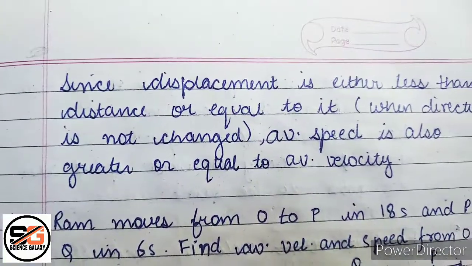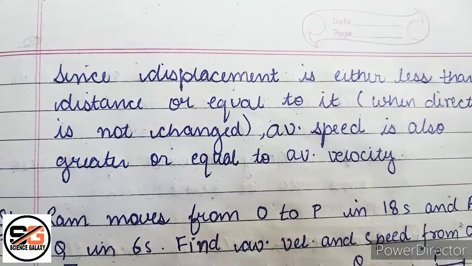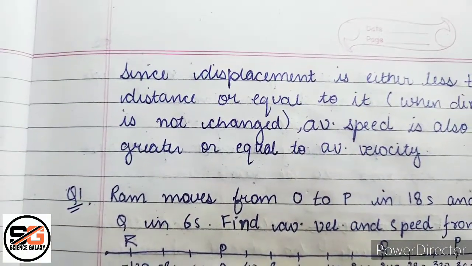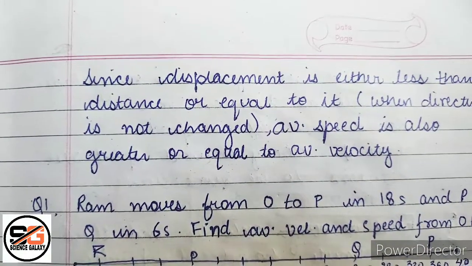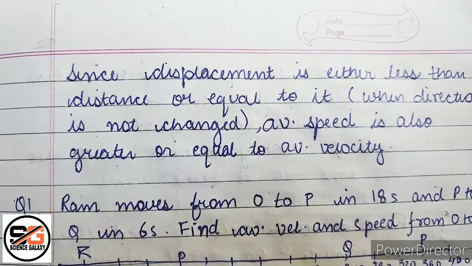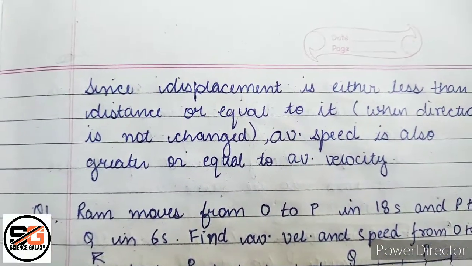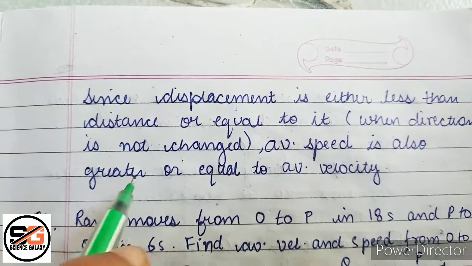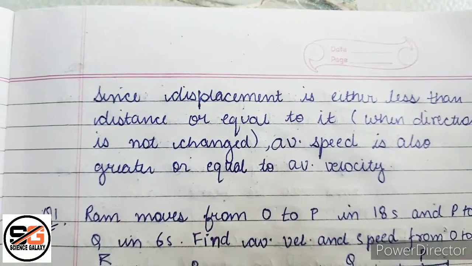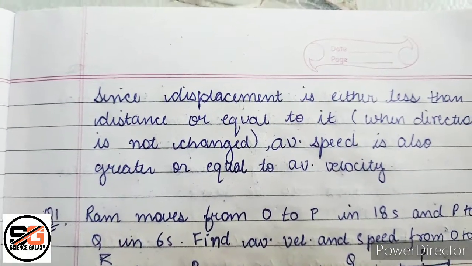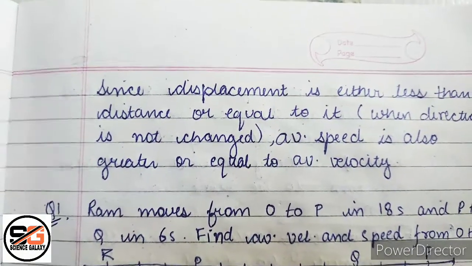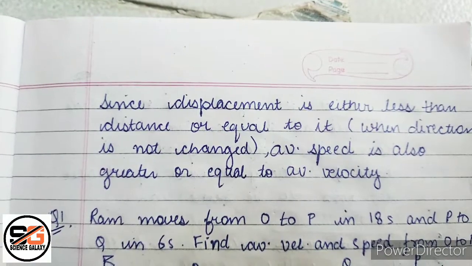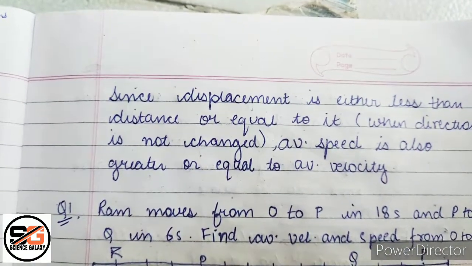Okay, we very well know that displacement is generally less than distance. Displacement is the shortest distance between initial and final points. So obviously displacement is less than distance, except in the case when we do not change the direction. If we move in a single direction only, then the distance as well as displacement is equal. Otherwise, displacement is always less than distance.